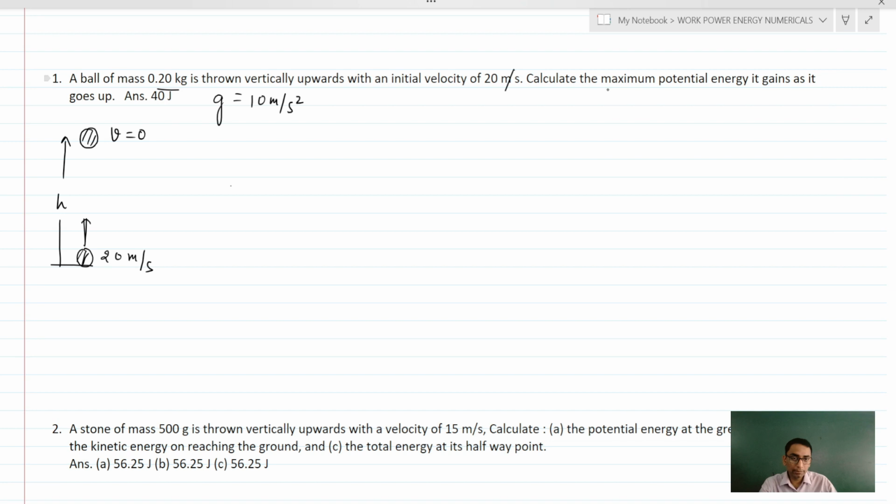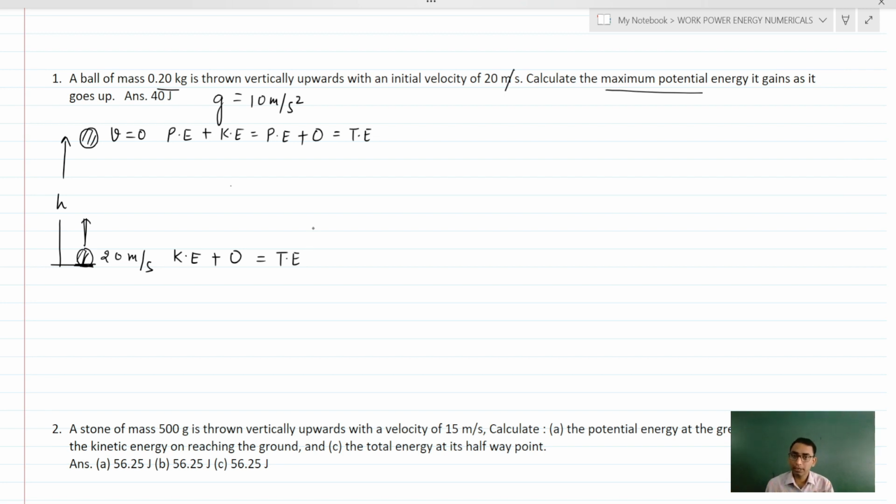Now we are supposed to calculate the maximum potential energy. Here the potential energy is going to be the maximum because it is at maximum height, but the kinetic energy is going to be zero. So potential energy plus zero, because the final velocity is zero, is the total energy at the top. Where you are throwing from, the ground, it has some kinetic energy but no potential energy because in mgh, h is zero. So the total energy is entirely kinetic energy.